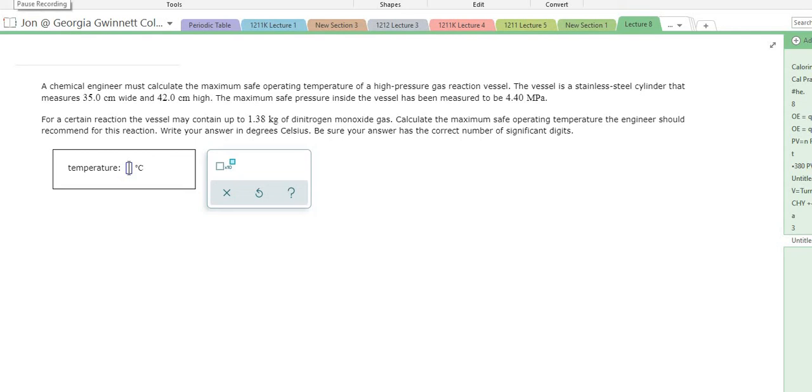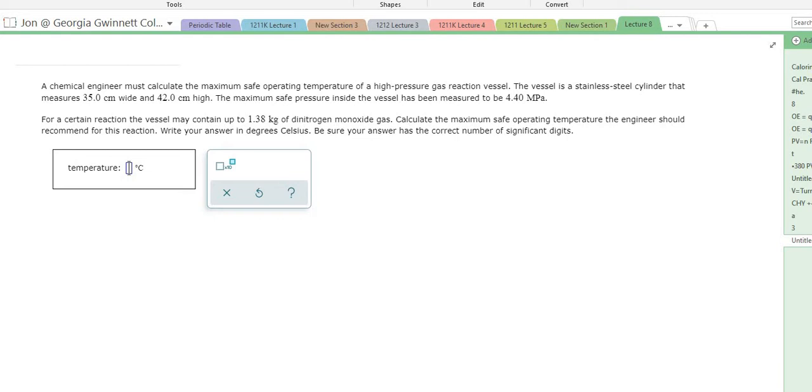Okay, a student asked me to do a problem like this, talking about the ideal gas law. In this problem, a chemical engineer must calculate the safe operating temperature of a high pressure reaction vessel. It gives the dimensions of that vessel, which is a cylinder. It gives the safe pressure inside, in megapascals, and it says the vessel may contain up to 1.38 kilograms of dinitrogen monoxide gas. Calculate the safe operating temperature that the engineer should use here.